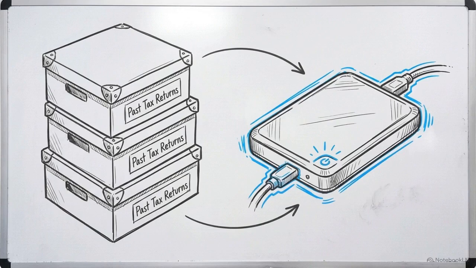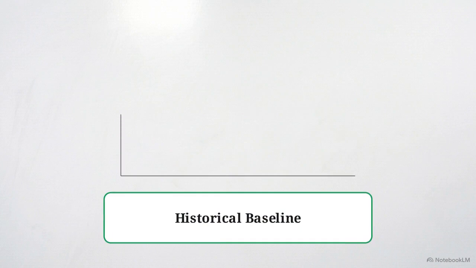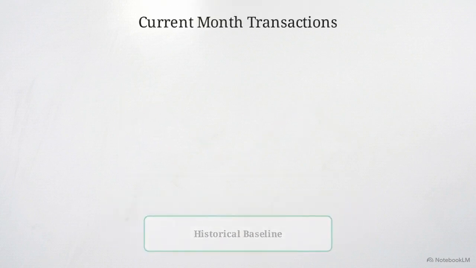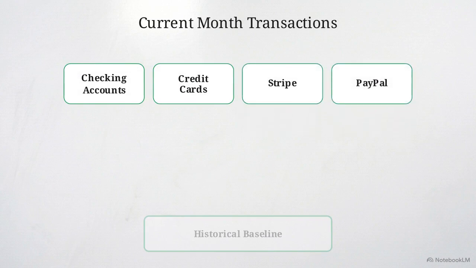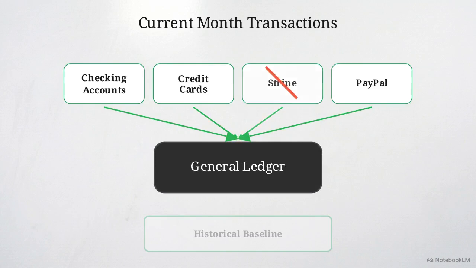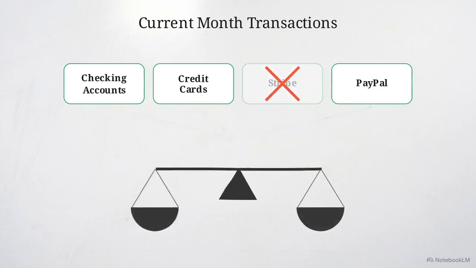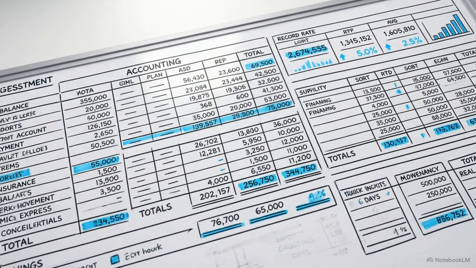Step 1 starts in the past. Always review prior periods, like last year's tax returns or financial statements, to establish a historical baseline and identify recurring patterns. Next, identify every source of transactions for the current month. Gathering data from checking accounts, credit cards, and processors like Stripe or PayPal, funneling everything into your ledger. If you miss even one source, your books will be permanently incomplete. They will never balance. Finding all your data up front prevents structural errors from corrupting the rest of the accounting cycle.